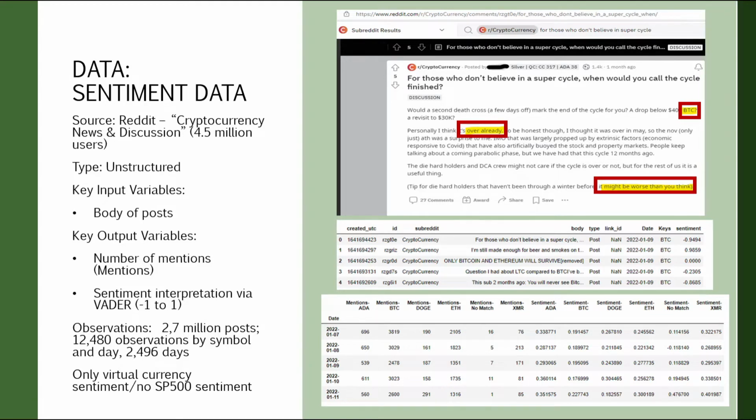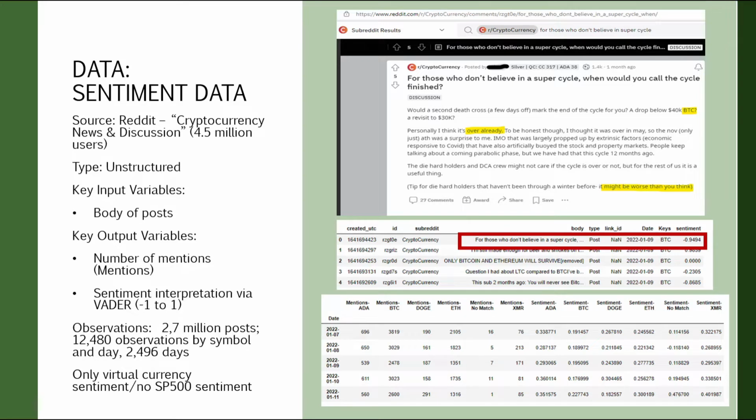from January 9th. This post referenced Bitcoin with 2 highlighted comments pointing to negative sentiment. It's over already and it's worse than you think. In the center table on the right, you can see the same post in the top line with a negative 0.949 sentiment value assigned by Vader. So it successfully captured the negative viewpoint of the poster.